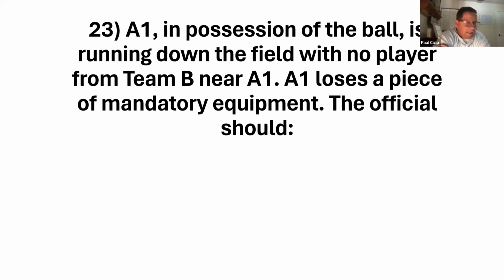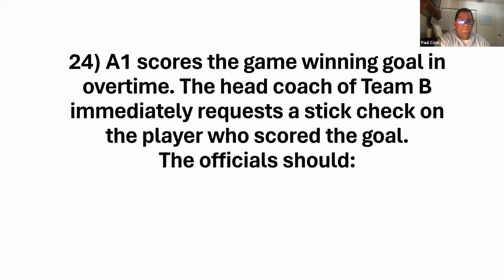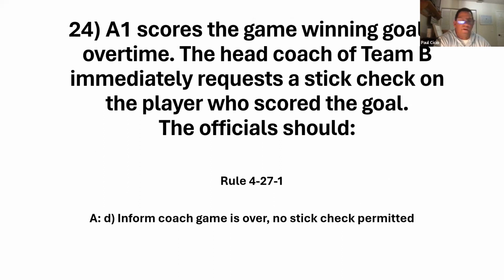Number 23. A1 is in possession of the ball, running down the field with no player from team B near A1. A1 loses a piece of mandatory equipment. The official shall stop play immediately to prevent injury, even if the scoring play is in progress, and award the ball back to team A. Okay. 24. A1 scores the game-winning goal in overtime. The head coach of team B immediately requests a stick check on the player who scored the goal. The official should inform the coach the game is over, no stick check permitted. Game's over. That's it.